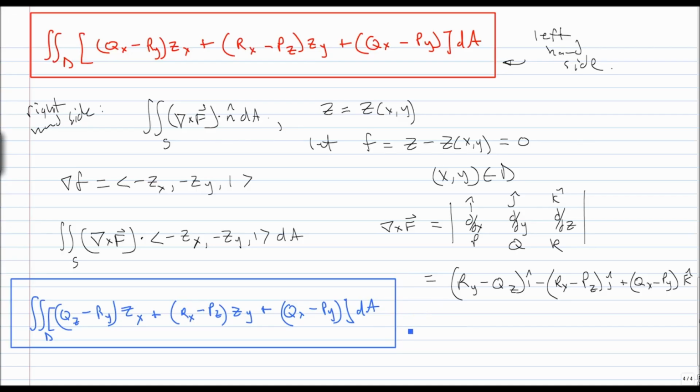So we showed that this is the right hand side. Up here was the left hand side, and you can see that these two guys are very much equal, and that is the proof of Stokes' Theorem.